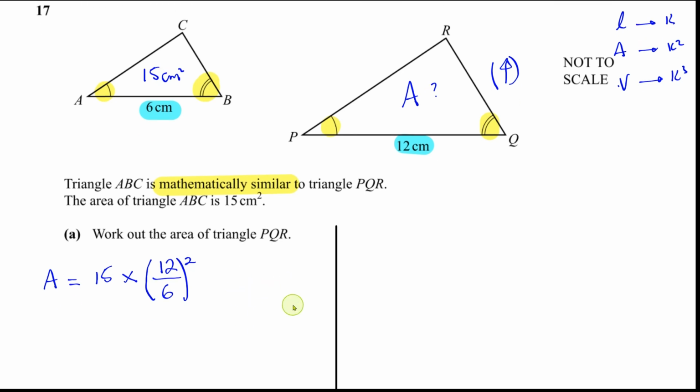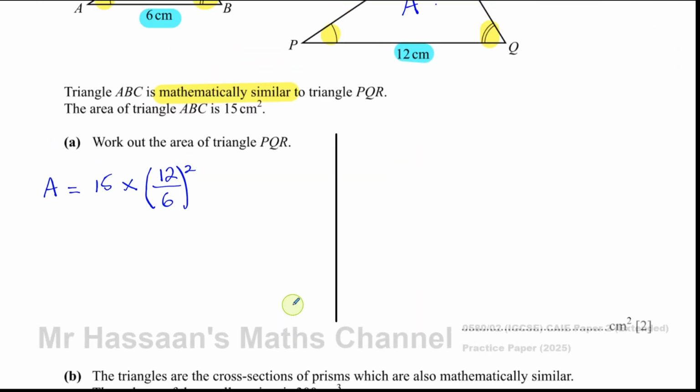Now, as we have a non-calculator paper, before you just stick this in your calculator and get the answer, it's better for you, obviously, to simplify this fraction first. 12 divided by 6 is 2. That gives you 2 squared. 2 squared is 4, so you're left with 15 times 4, which is equal to 60. 4 times 15 is 60.